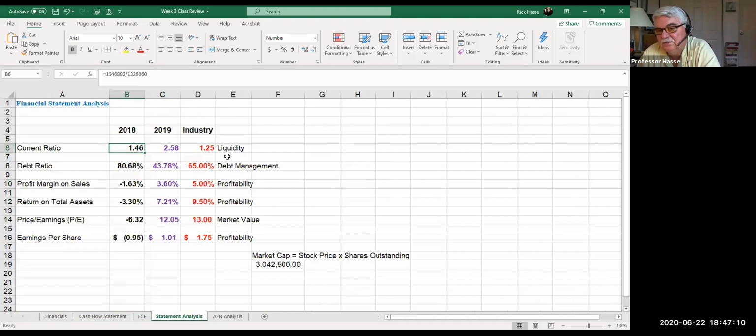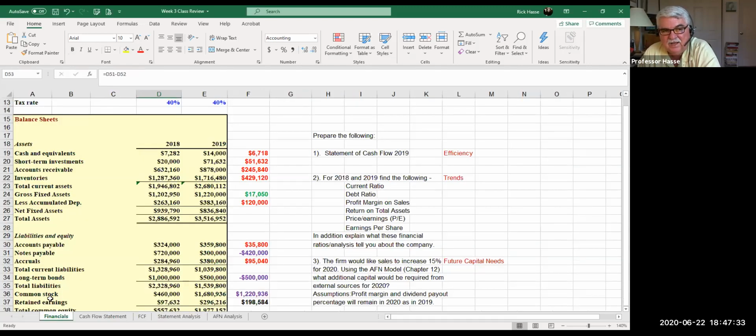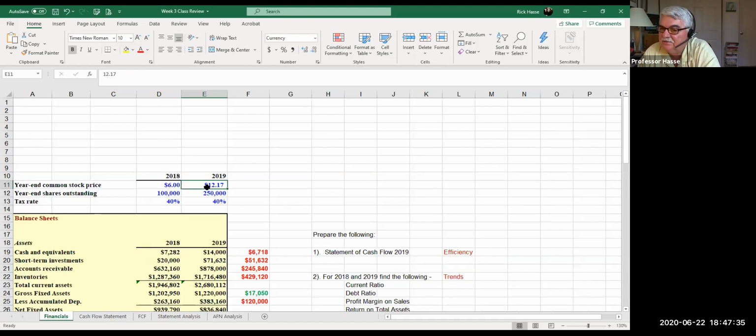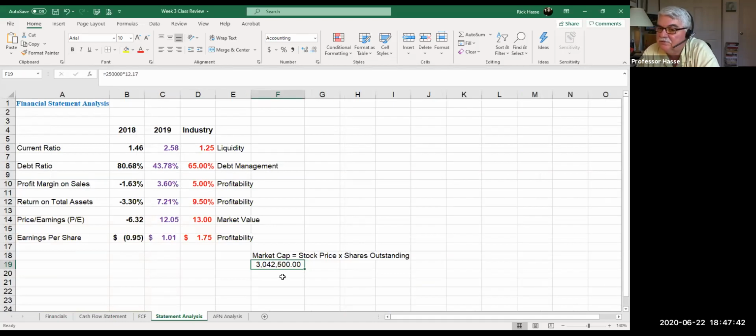The liquidity position of a company. This is chapter 3. The debt management, profitability, market value. Remember I said earlier, the market cap, the value of a company in the market, is its stock price times the number of shares of stock outstanding. If I take this company's, on December 31st, 2019, I take their stock price, $12.17, and multiply it times 250,000 shares of stock, I get a market cap of a little bit over $3 million.